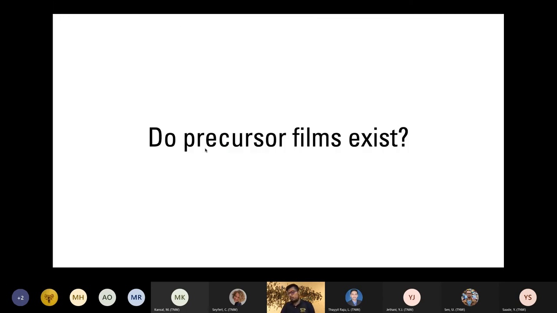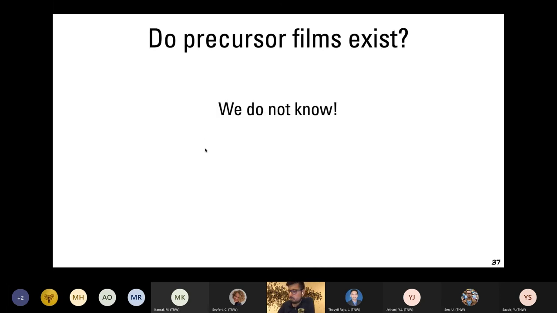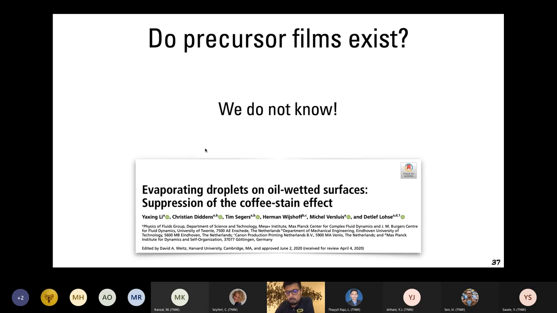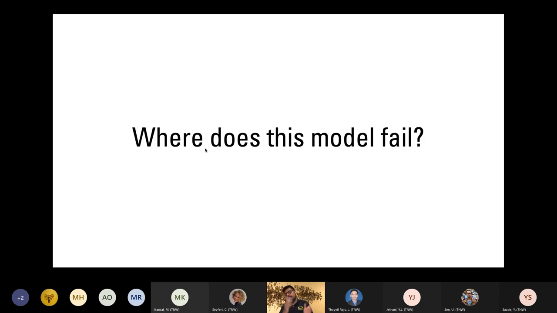But again, the question comes up: do precursor films exist for three-phase systems? I asked the same question for wetting on solids, and there the answer was yes. But here the answer is we don't know. In fact, I think there is also a paper from our group which leverages this precursor film. But to be honest, I am yet to see a paper or a measurement where someone goes in and measures the thickness of that precursor film in the same way as was done on solids. As far as my search goes, I'm still looking for a paper like that. But thermodynamically, or from a more theoretical point of view, there is no reason why that precursor film will not exist. Okay. So now the question is, where does this model fail?